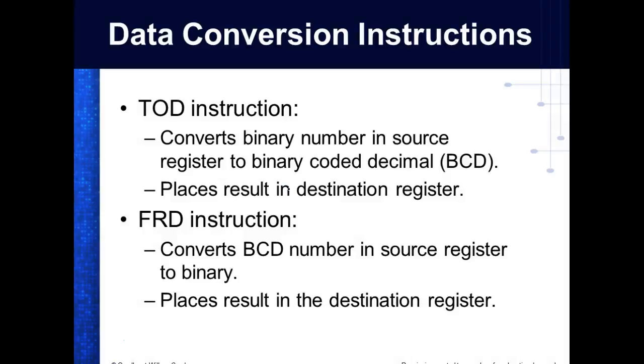TOD and FRD. So TOD is what? This converts binary to BCD, which we consider to be decimal. Everybody okay with BCD? What is that for? To decimal. And FRD stands for from decimal.